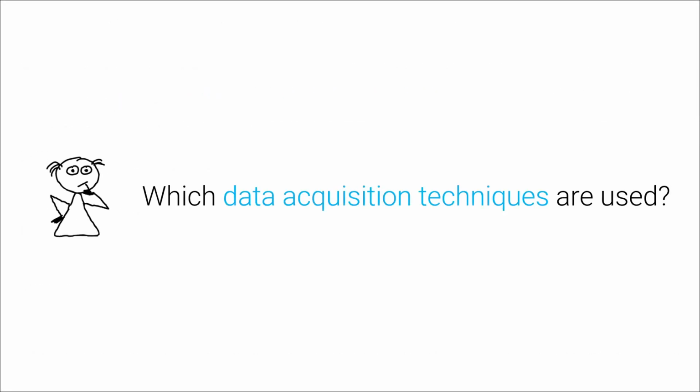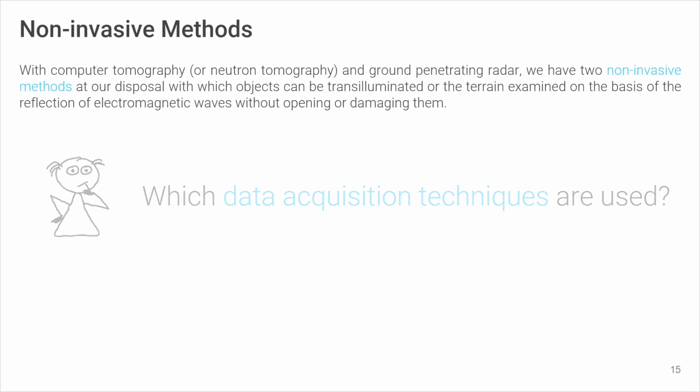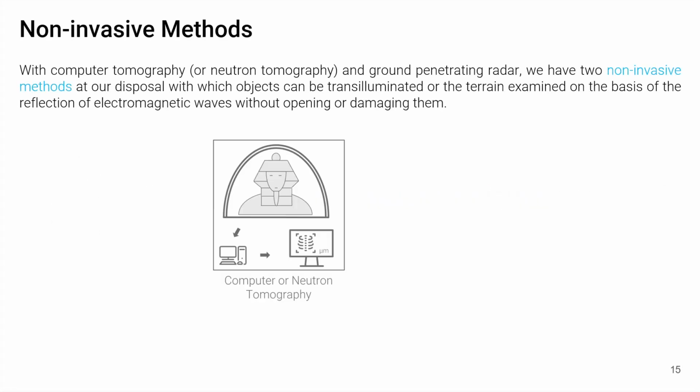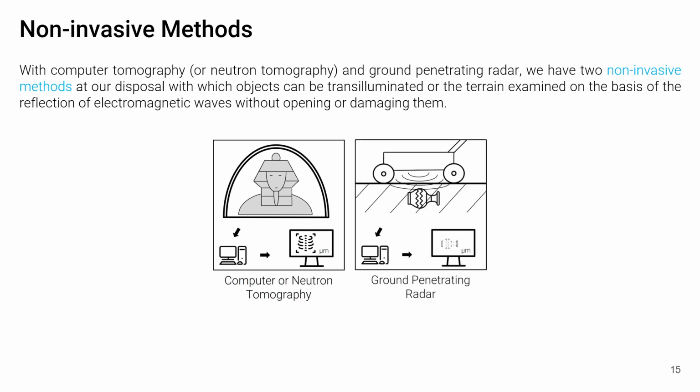Which data acquisition techniques are typically used in archaeology? With computer tomography, or neutron tomography, and ground-penetrating radar, we have two non-invasive methods at our disposal with which objects can be transilluminated or the terrain examined on the basis of the reflection of electromagnetic waves without opening or damaging them.